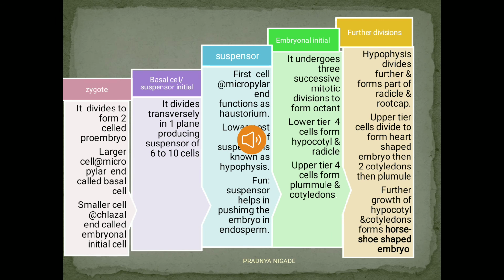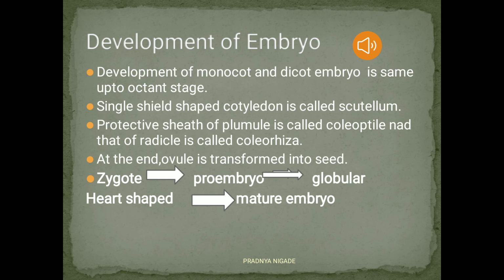This is a diagrammatic representation of various stages of development of embryo. The embryo development is similar in both dicot and monocots up to the octant stage. The difference appears later. In monocot embryo, the single cotyledon occupies the terminal position because it is a monocotyledonous plant.